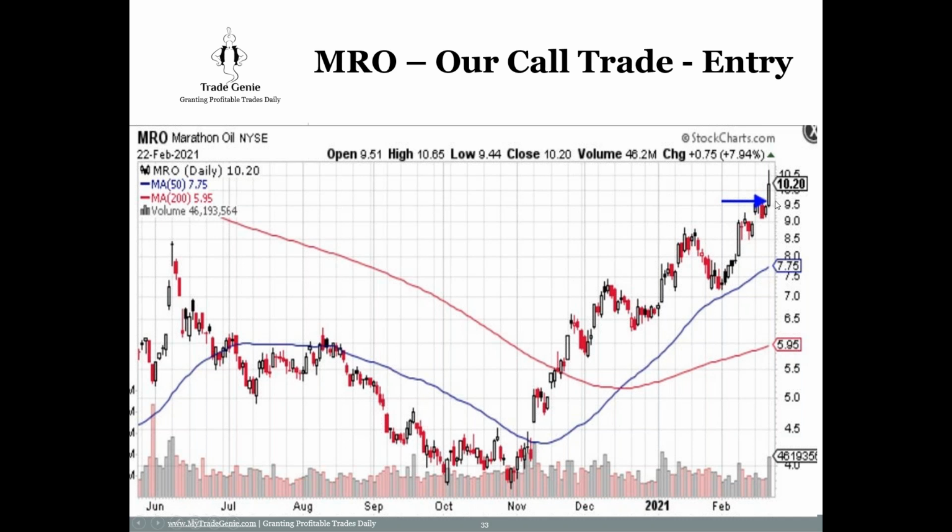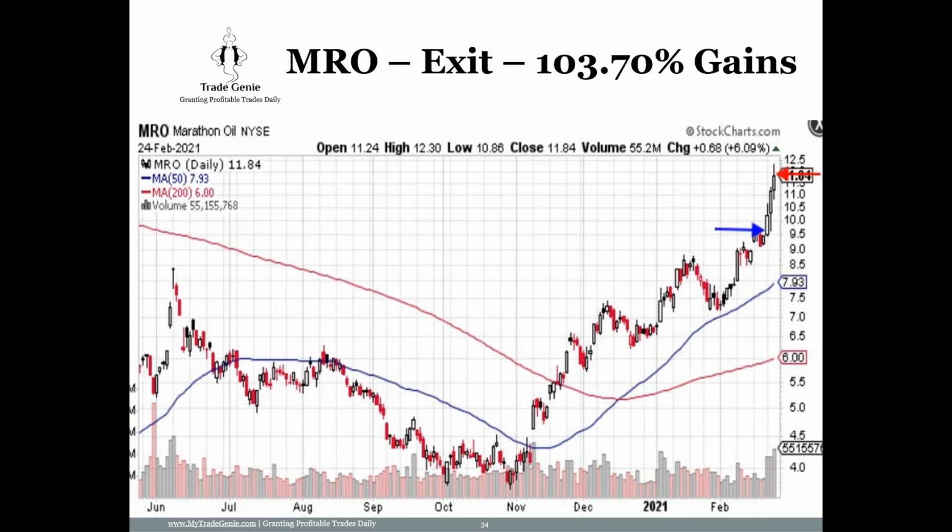Most of the time I don't trade a chart like this because it's overextended. But after 2 days, a pullback was moving up, and maybe other oil stocks were moving. So I got in and then exited at around 12. So you see a 103% gain. This was the entry.